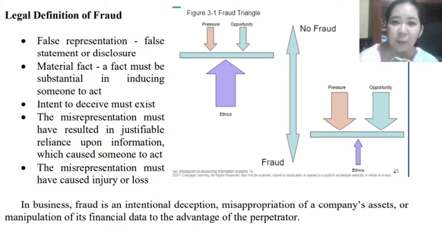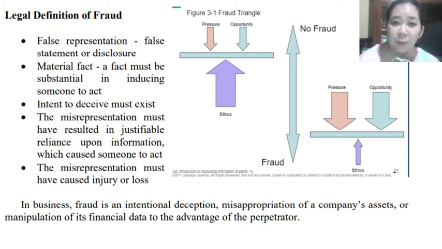When there is an opportunity to conduct fraudulent acts, then someone might actually do it anyway. Okay, so these are the two important factors that result in fraud or misconduct.